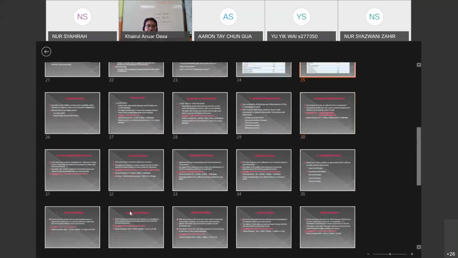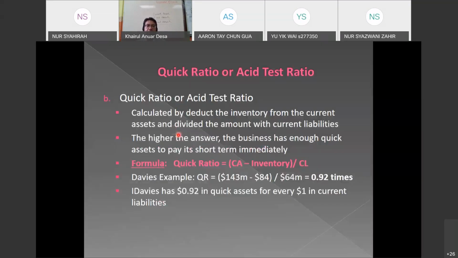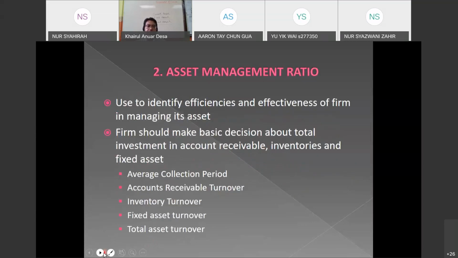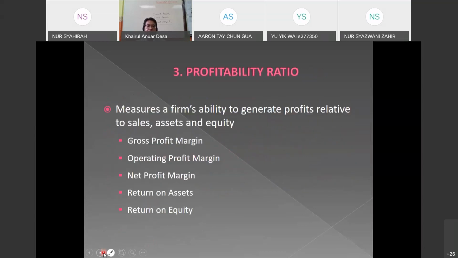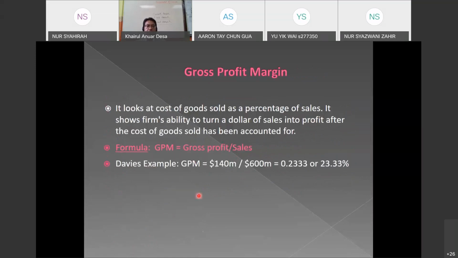Okay, gross profit margin. Kita dapat 23.33%. Make sure some of the ratios using percentage, some other use time, some other use days, berapa hari, peratusan, dan juga kali, berapa kali dalam setahun. Okay, seperti inventory turnover tadi. So berhati-hati.